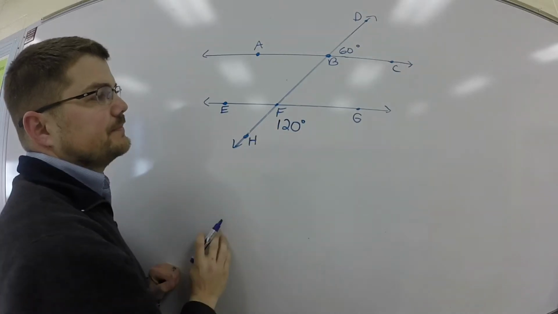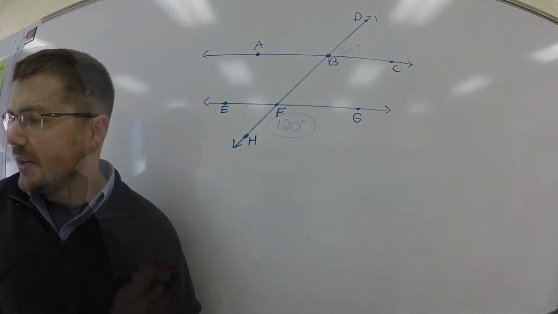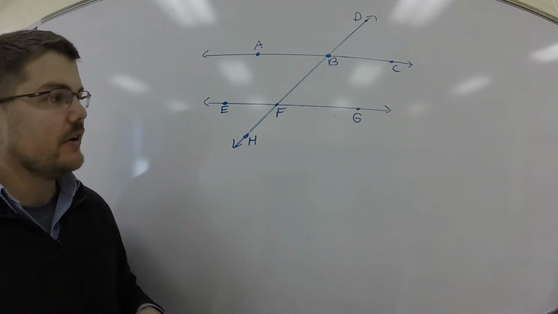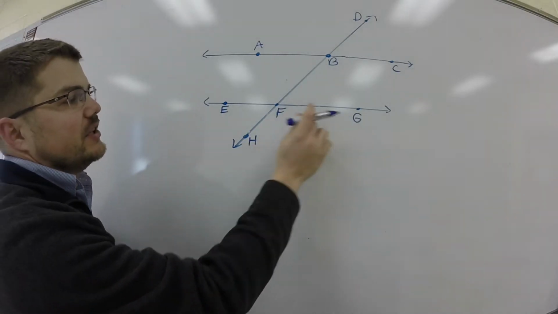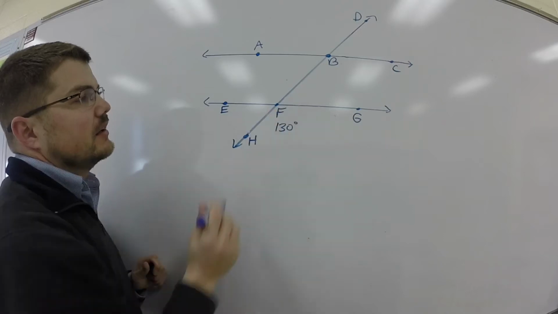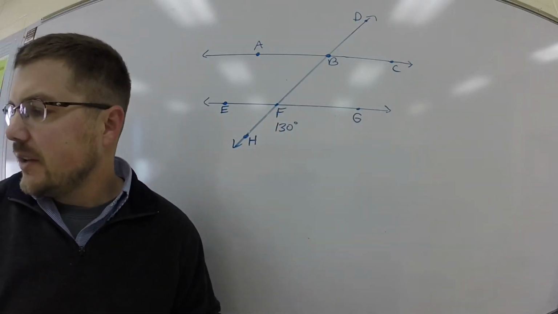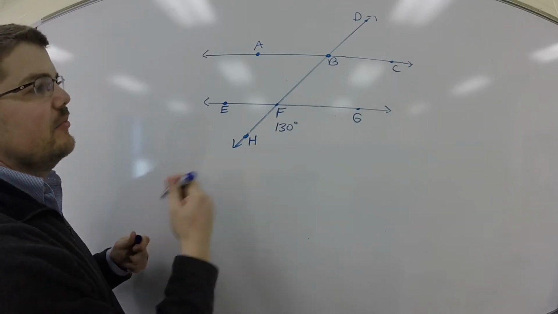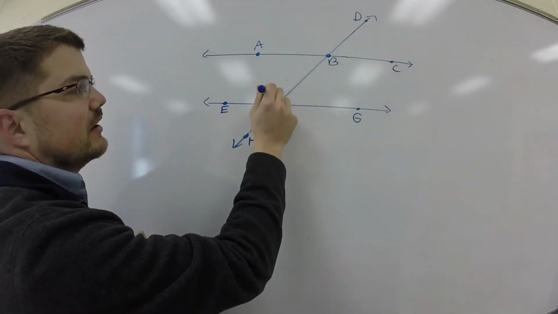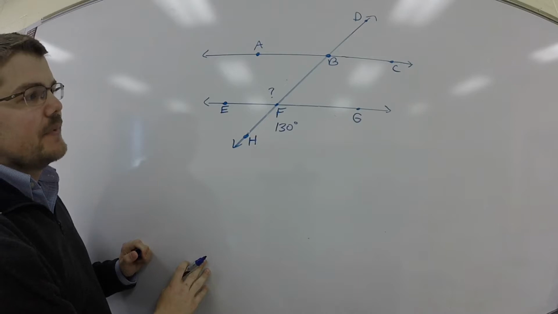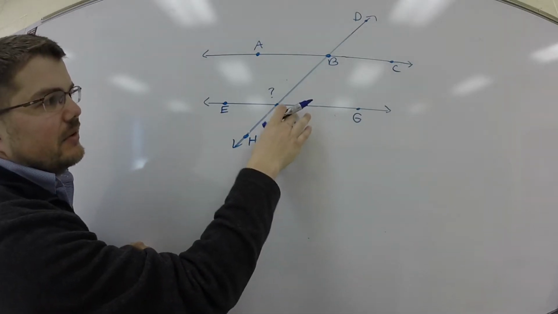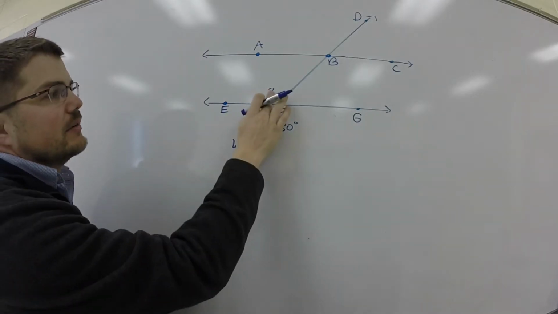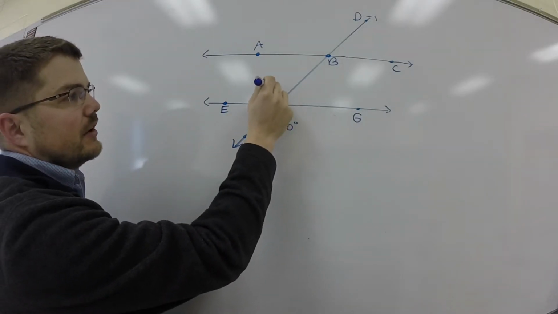100 degrees. Okay, number three says the measure of angle HFG is 130 degrees. HFG, 130. What is the measure of angle EFB? EFB here. Well, this is obtuse. This is also obtuse, so they're equal. These are also vertical angles. So this is also 130 degrees.